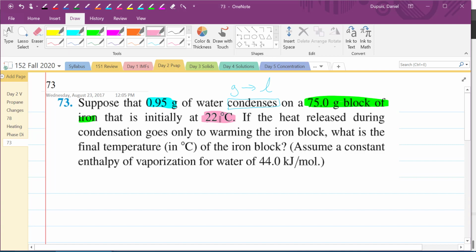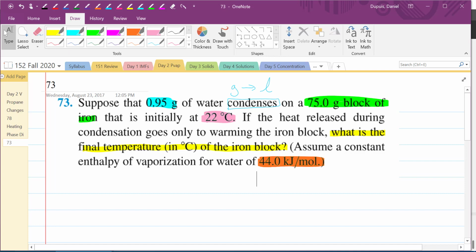If the heat released during condensation of the water, so right when water goes from a gas to a liquid, it releases heat. If that heat only goes to warming the iron block, what is the final temperature in degrees Celsius of the iron block? Assume a constant enthalpy of vaporization for water of 44. So that's delta HV. Now, there's a couple things we have going on.